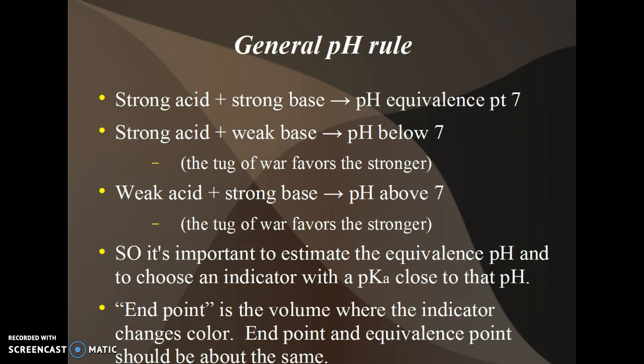Same philosophy. So it is important to estimate the equivalence pH and choose an acid-base indicator with a pKa close to the equivalence pH. Now there are two words. Equivalence point, as you know, is the point at which the acid moles equal the base moles, and therefore we're reacting 100% acid to base to make water. The end point is the volume of titrant added where the indicator changes colors. And you want the end point and equivalence point pHs to be about the same, so that when the color change occurs, you know the equivalence point has just passed.